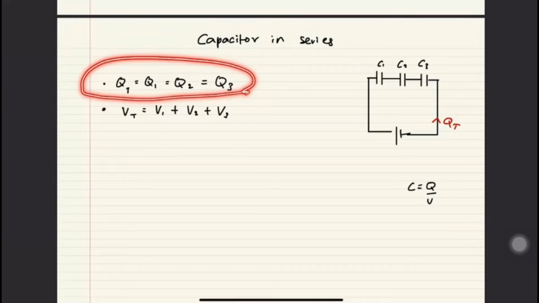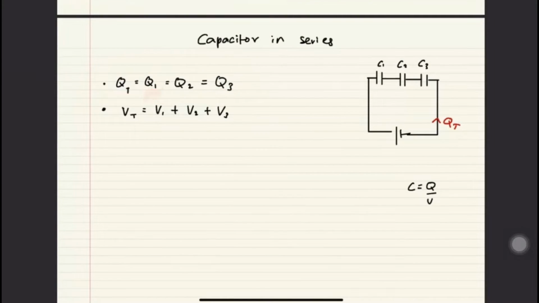Sebab tu kita ada yang first statement yang saya tulis ni. Maksudnya Q total dia, which is Q yang keluar daripada power supply tadi, sama dengan Q1 equal to Q2 and equal to Q3. So as long as the circuit is in series, all Q are the same. Sama je dekat setiap komponen. Okay. Dia sama konsep dengan current.